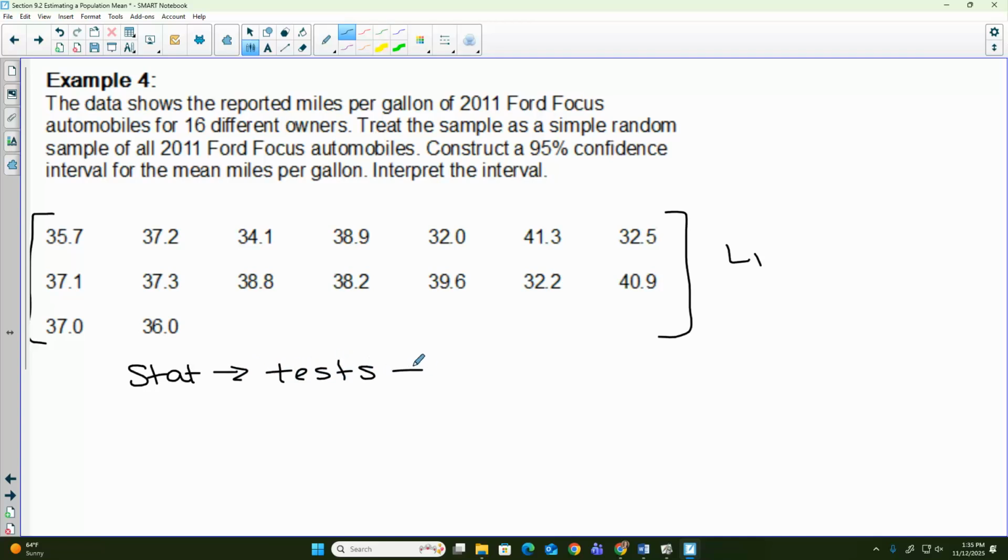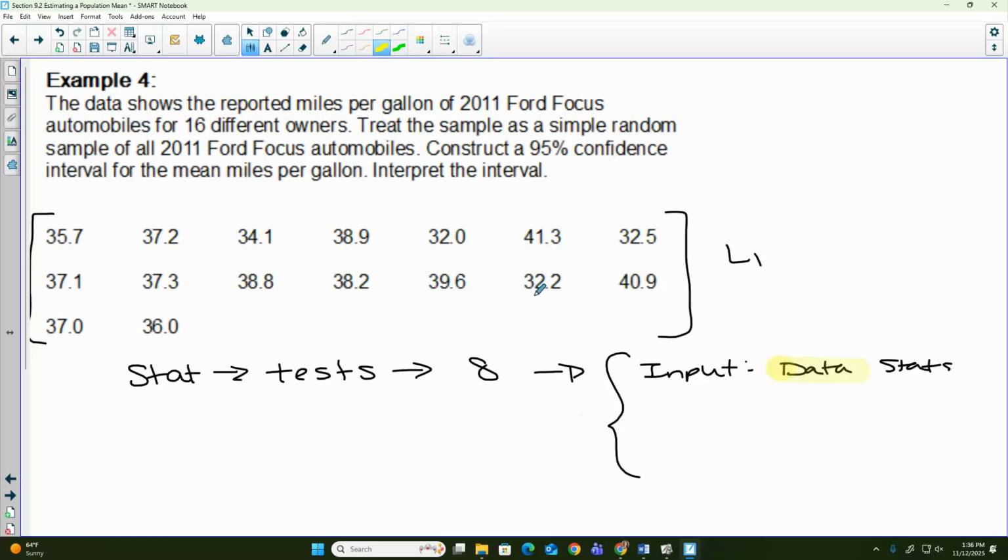Did everyone get that entered in L1? So now we are going to go to stat test number 8. And then it's going to ask you some questions. Input. Your options are either data or stats. If you highlight stats, it asks you questions. X bar, standard deviation of X, N. Do we have those things? No. We are entering ours based off data.